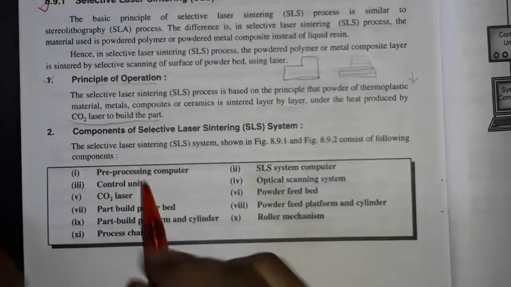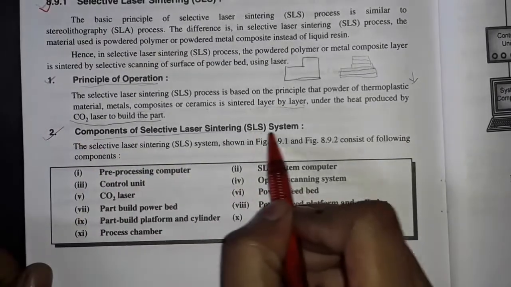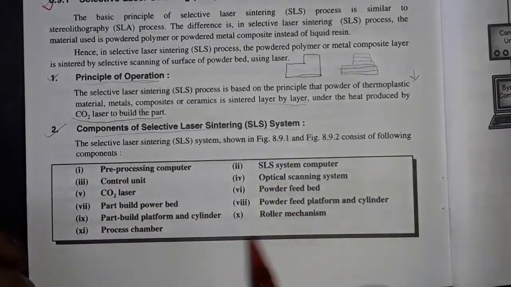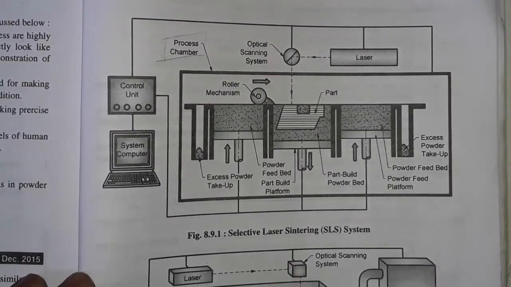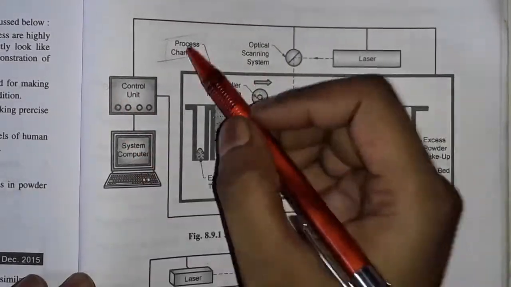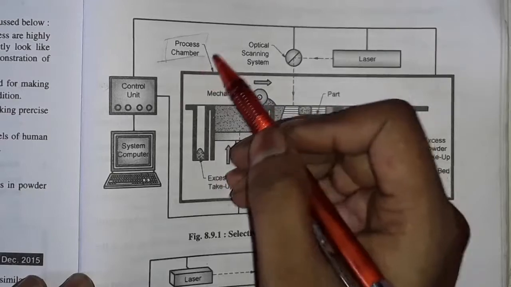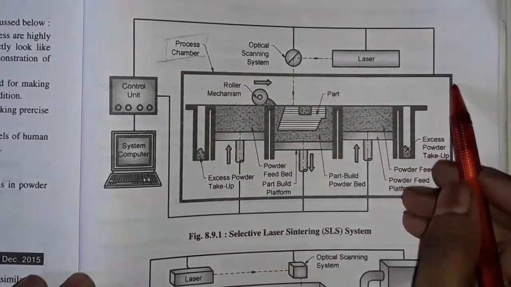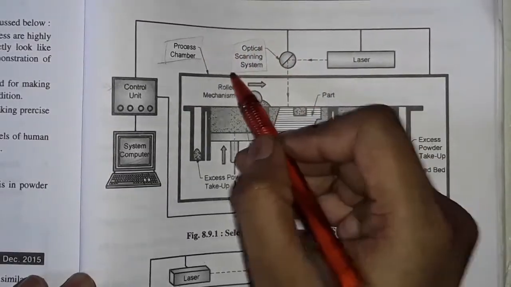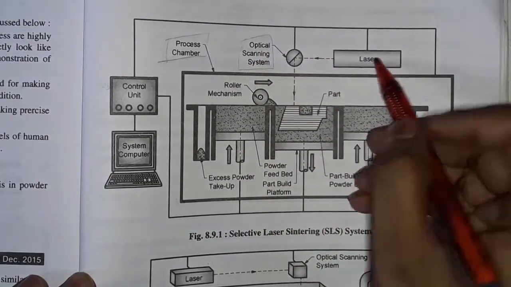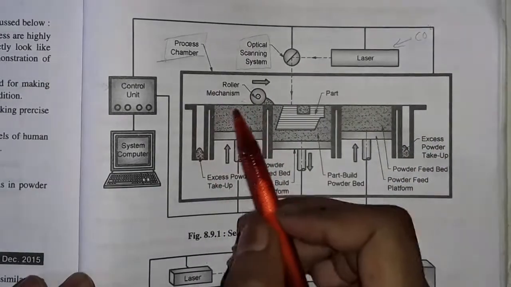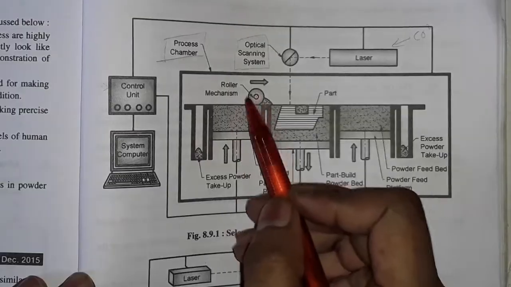Now here friends, components of selective laser sintering system. Here friends, these are the components. So let's see those components in the diagram. Here friends, this is a system computer. Here it is a control unit, and here it is a process chamber. Process chamber is completely sealed, and here it is an optical scanning system, and here it is a laser, CO2 laser. And now here it is a roller mechanism.